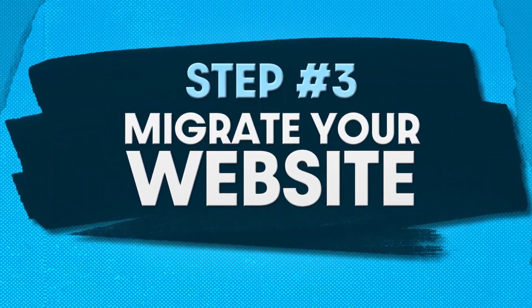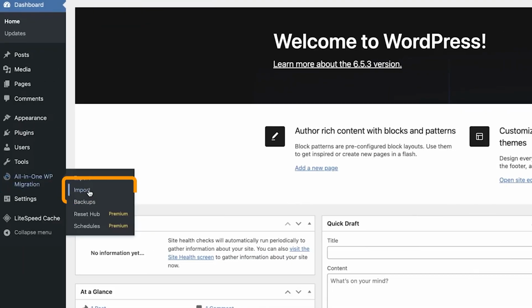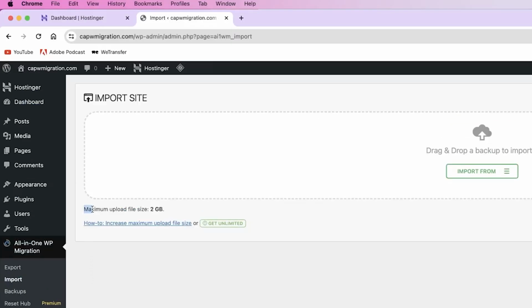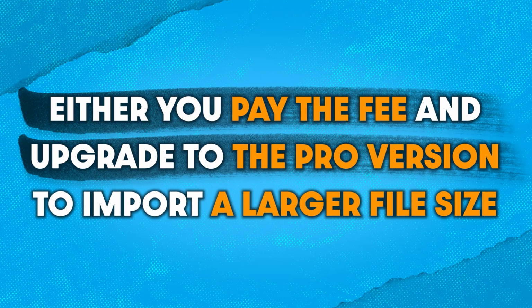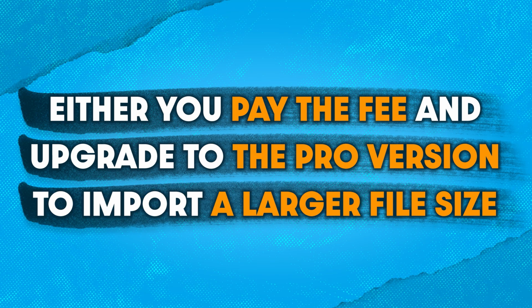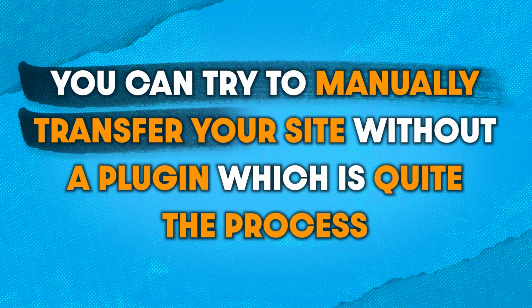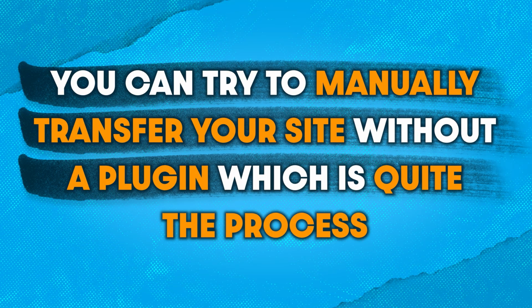Step number 3 is to migrate your website. Just a quick disclaimer, the maximum file size for all-in-one migration to do it for free is shown right here when you look at the import tab. So importing a site that's larger than this leaves you with only 2 different options. Either you pay the fee and upgrade to the Pro version to import a larger file size, or you can try and manually transfer your site without a plugin, which is quite the process.